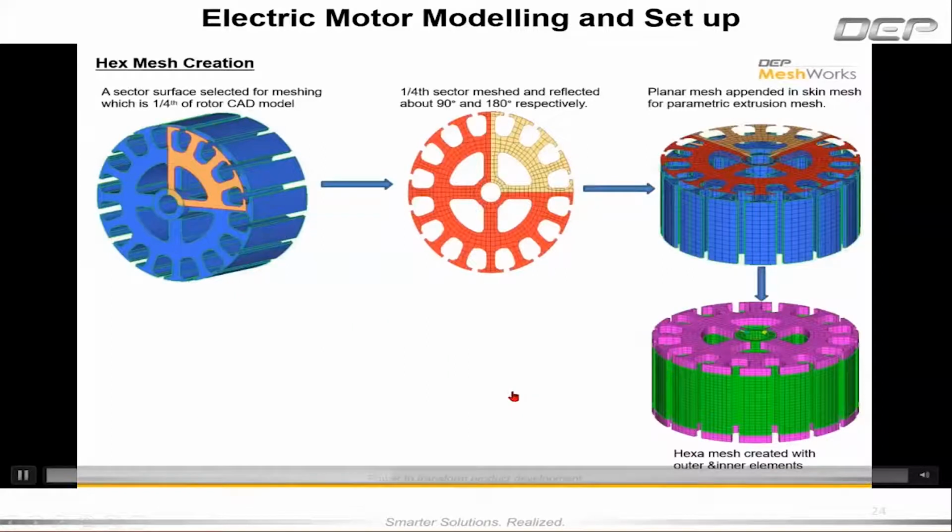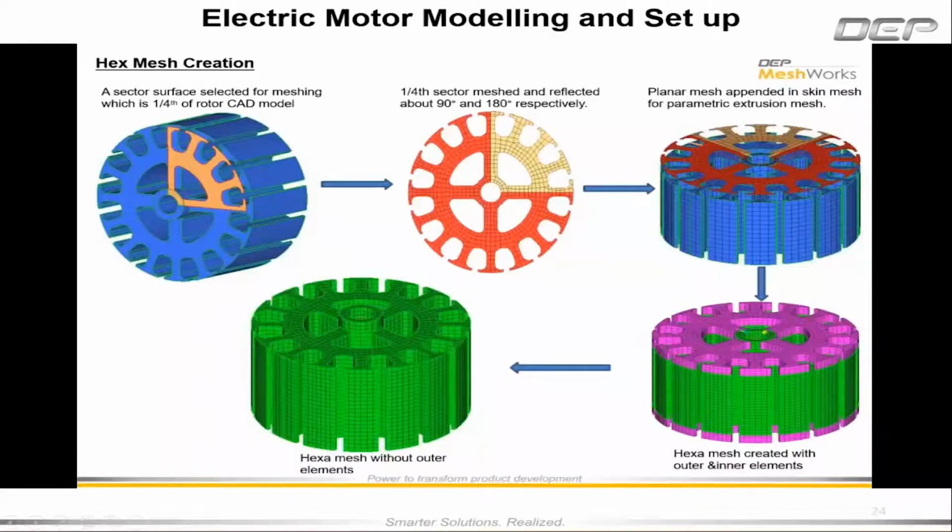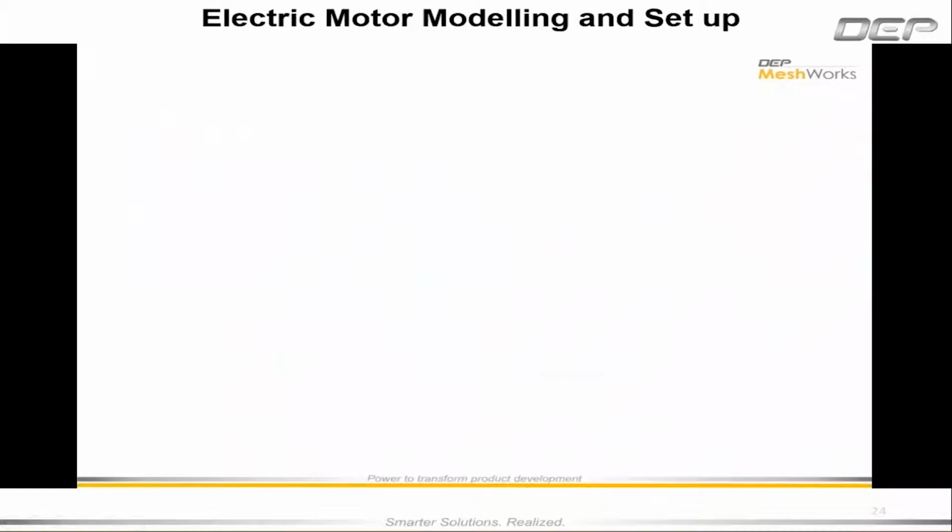So this is a very simple function. Normally, as you know, hexa mesh takes a lot of time. So we have this very good feature called the parametric extrusion, which Paresh had explained to us. So this is a very useful function. We might have a lot of other intricate models in our design, so MeshWorks can be used to create such models.